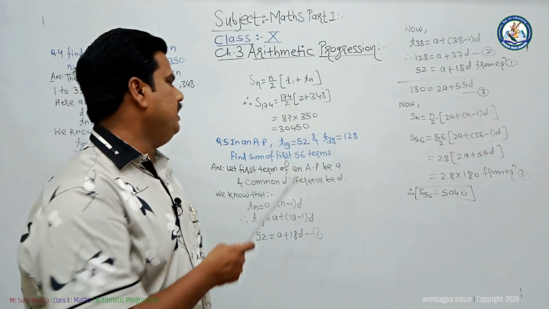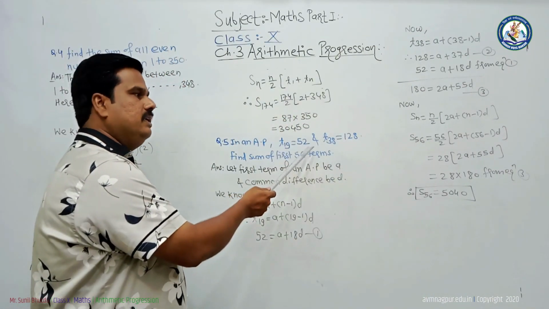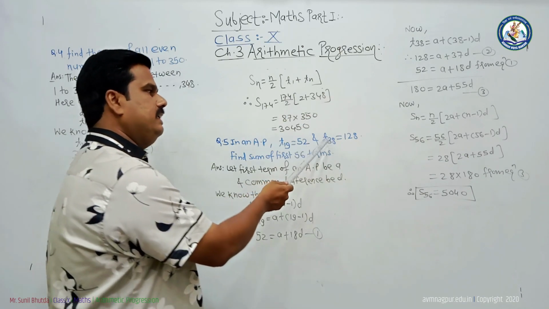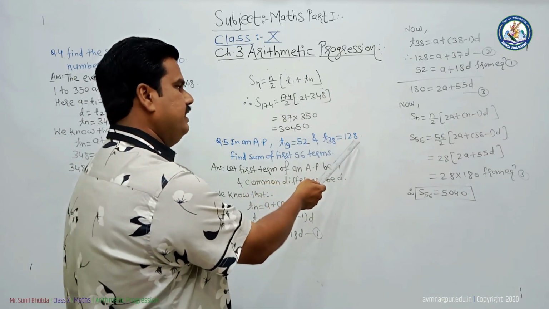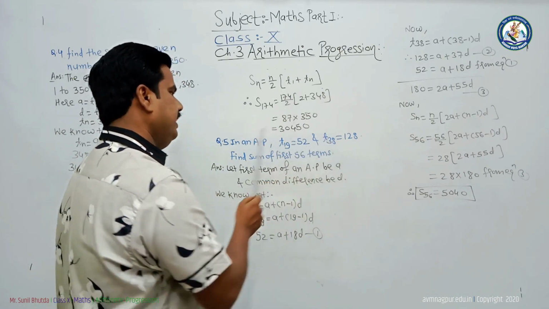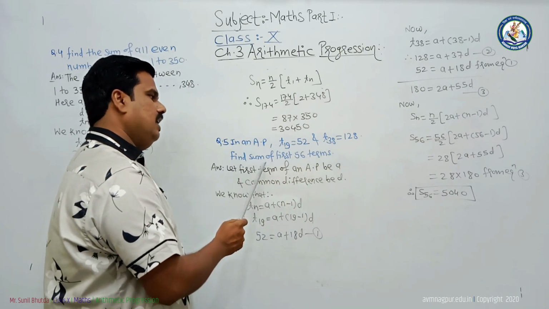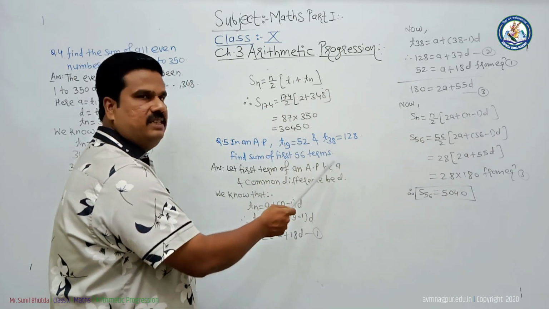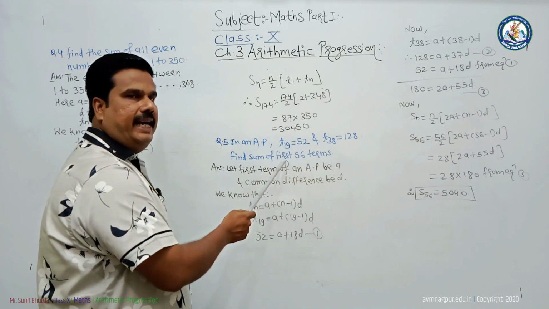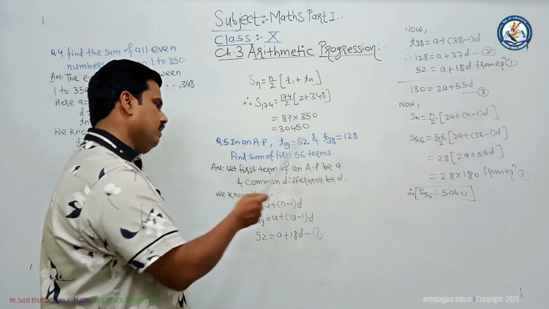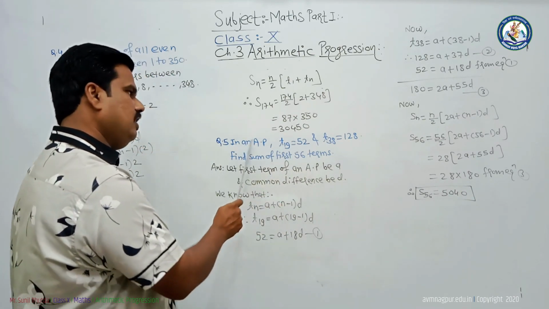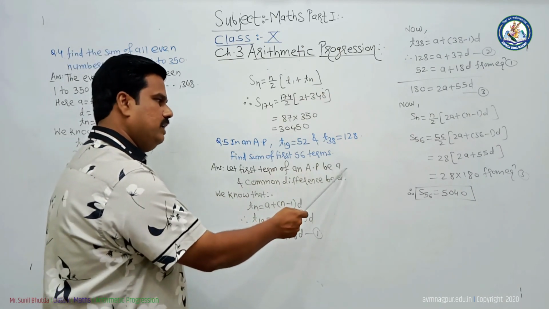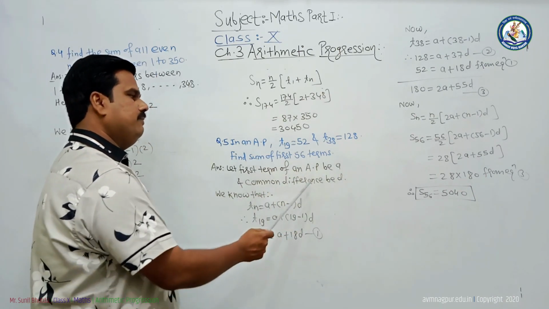In the next question, T19 is given. It is 52. And T38 is also given. It is 128. And we have to find the sum of first 56 terms. Let the first term of an AP be a, and the common difference be d.